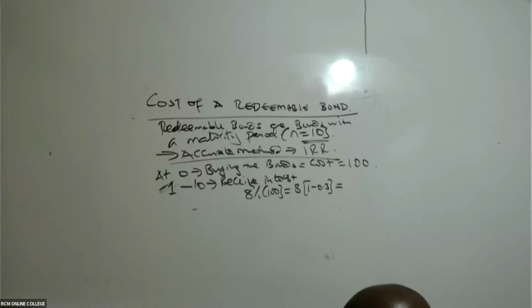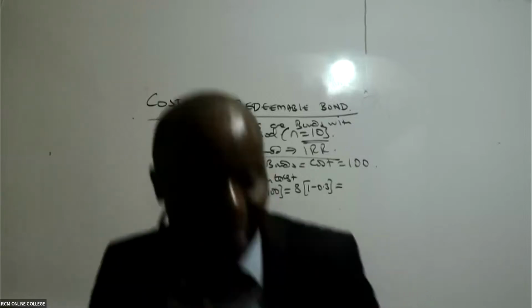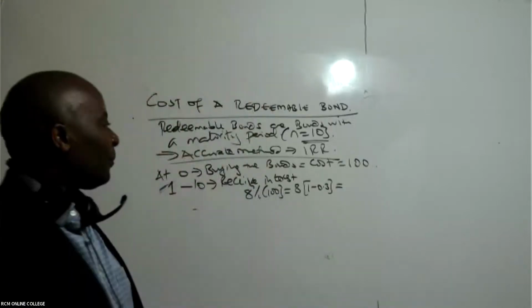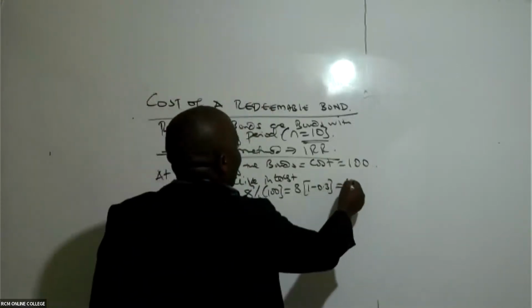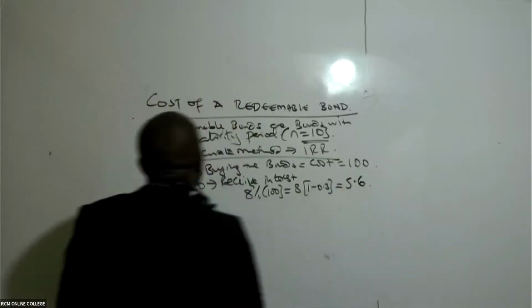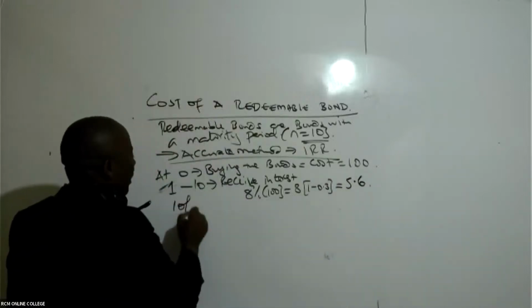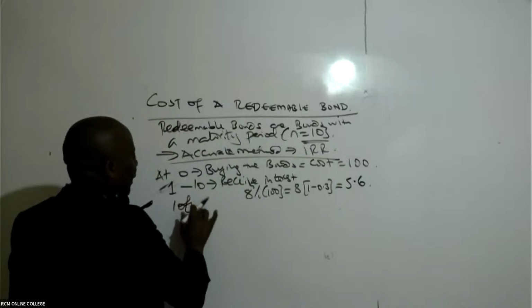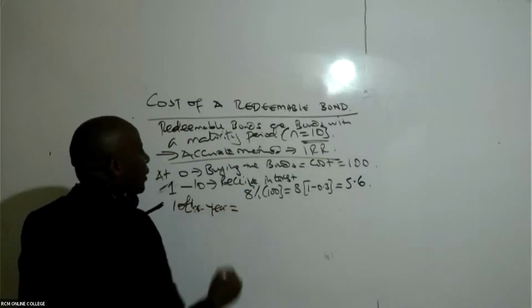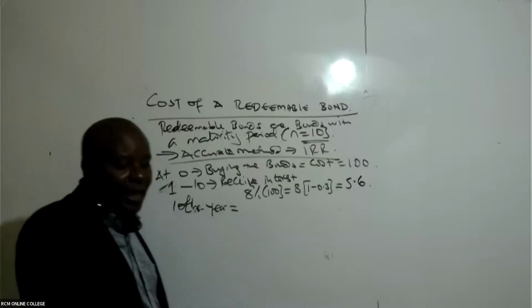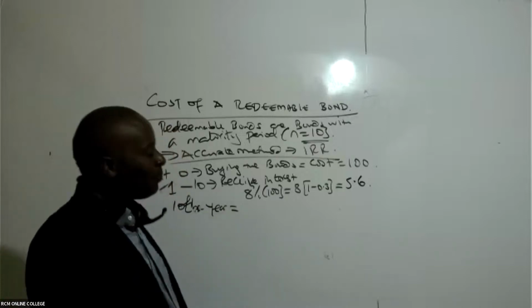So then here I will be receiving 5.6. And then what will happen on the 10th year? The 10th year is the year of redemption.